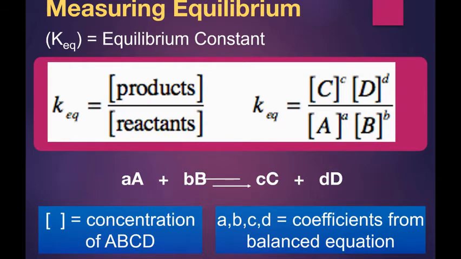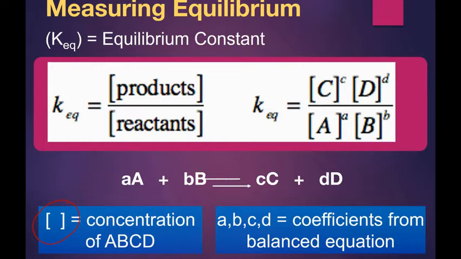How do we measure equilibrium? Well, we measure equilibrium with what's called an equilibrium constant. And the equilibrium constant is equal to the concentration of the products divided by the concentration of the reactants. The concentration, remember, that's what this bracket means, the concentration of the products divided by the concentration of the reactants.